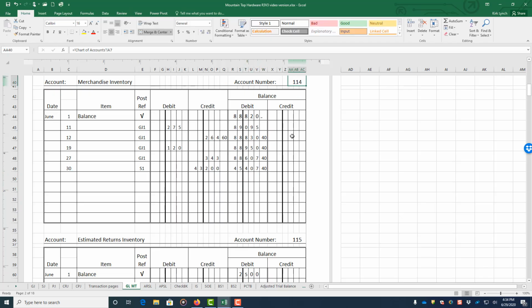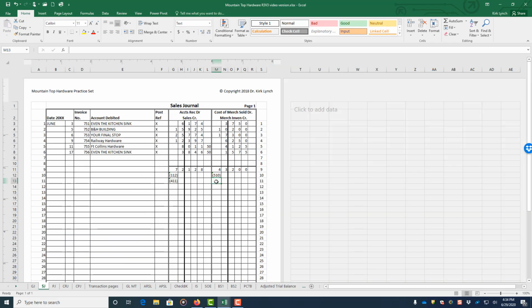Finally, we need that number right there, 114. So back in our sales journal, the posting reference will be 114. And we're done with posting all this information from our sales journal into our general ledger.